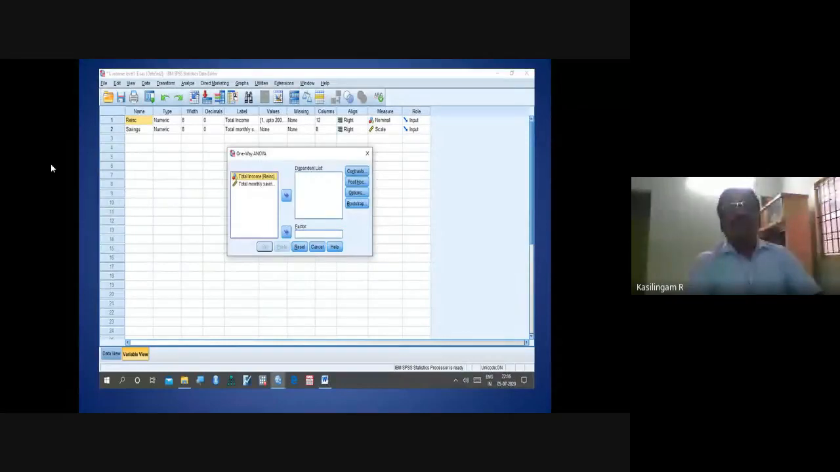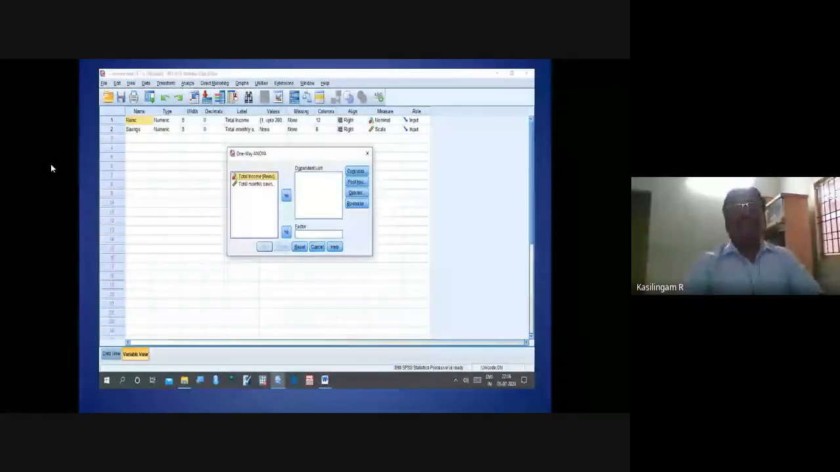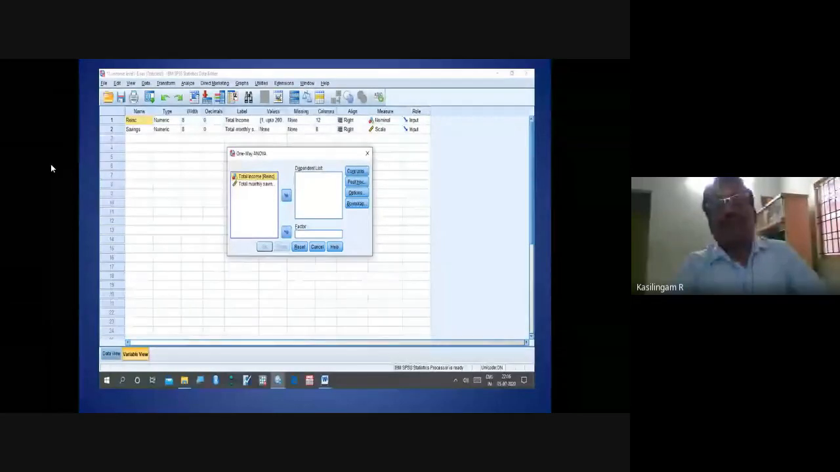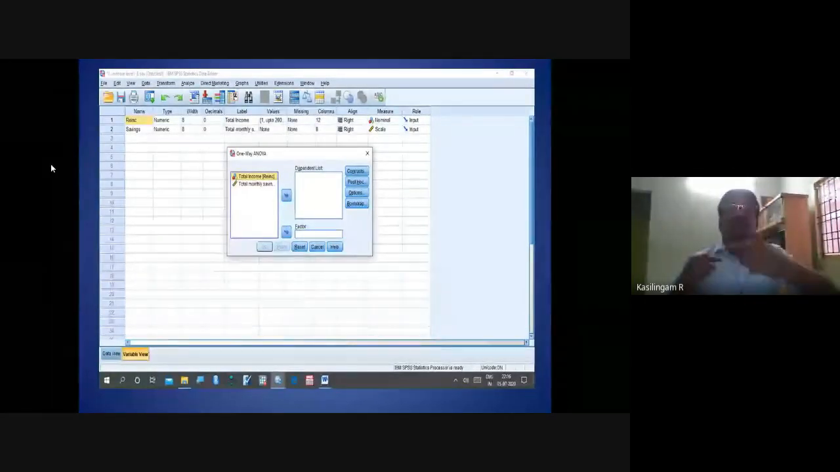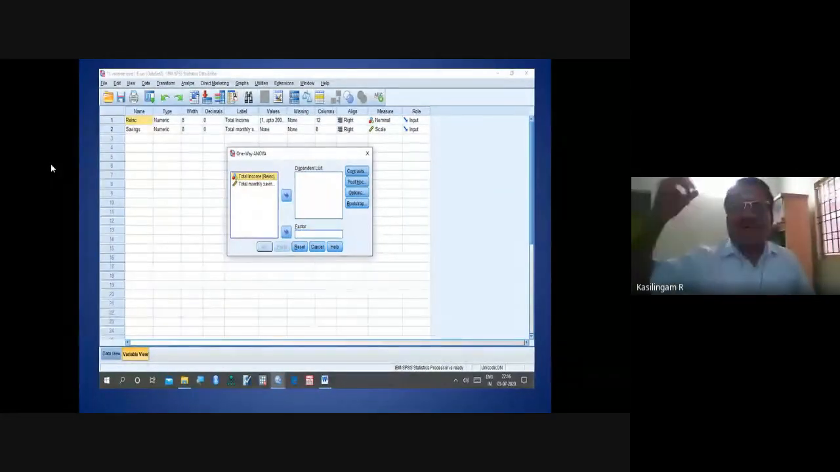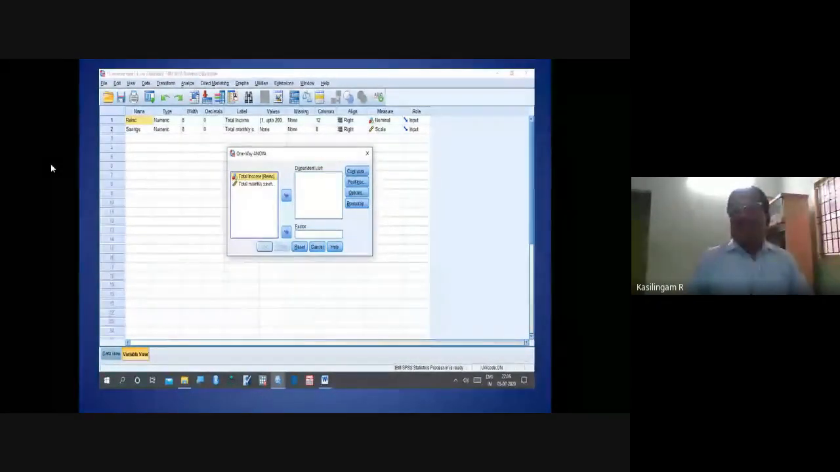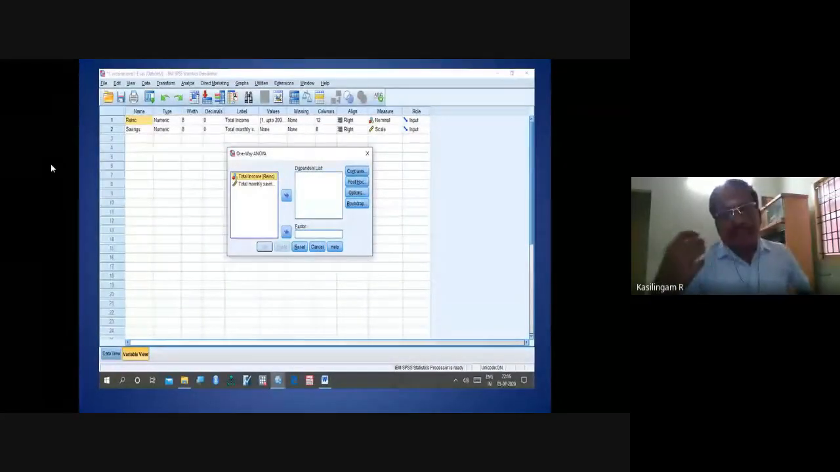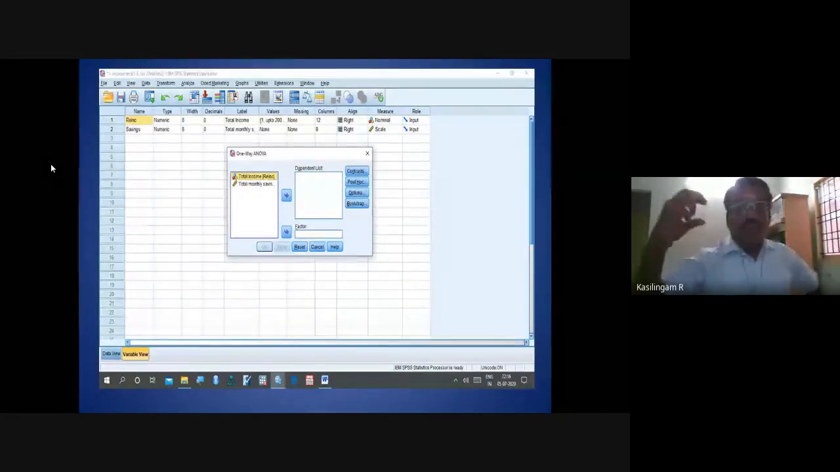So one variable we have to put in the dependent, another variable we have to put in the factor. Which variable do we put in the dependent? Here we are going to compare the means. The means is more important. Compare the performance, compare the salt level, compare the efficiency. So the efficiency is more important. So the metric variable is more important to us. So we are going to find out means for that.